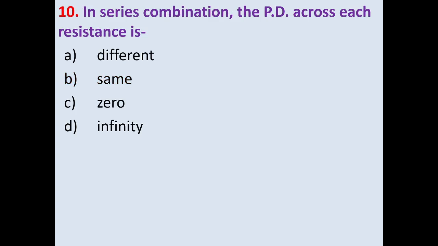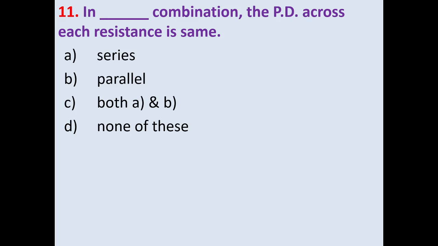In a series combination, the potential difference across each resistance is? In a series combination, the resistances are connected one after another. So the current flowing has only one path to flow. So the current through each resistor is the same, but the potential difference across each resistance is different.